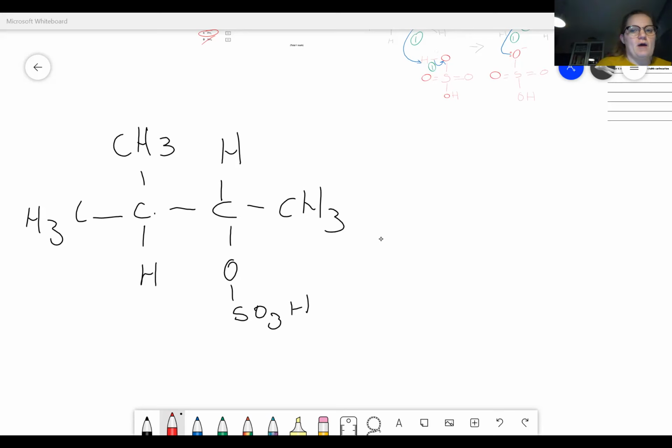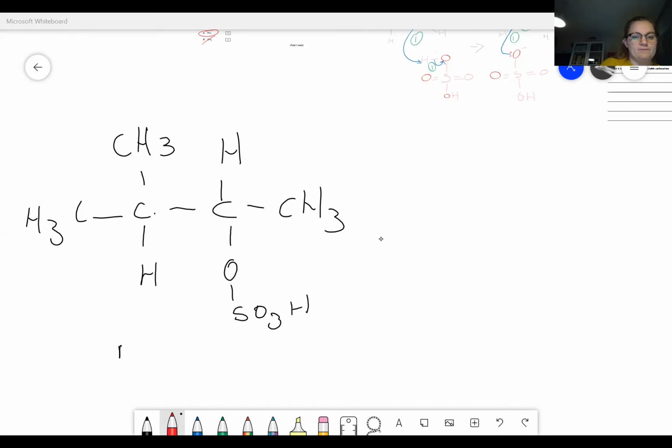So that is our minor product. Part C basically asks us, well, why do we have a major and minor? So explain why two products are formed in different amounts. Basically, our major product, which is the one that we drew at the beginning, is formed by a tertiary carbocation intermediate.